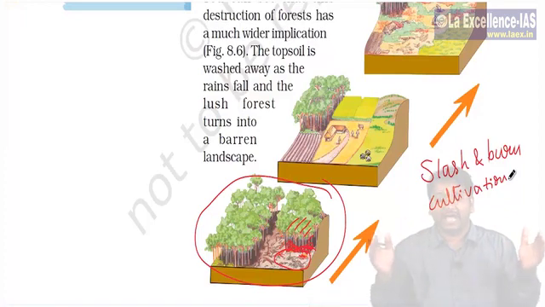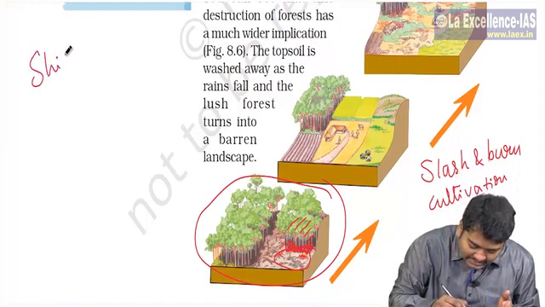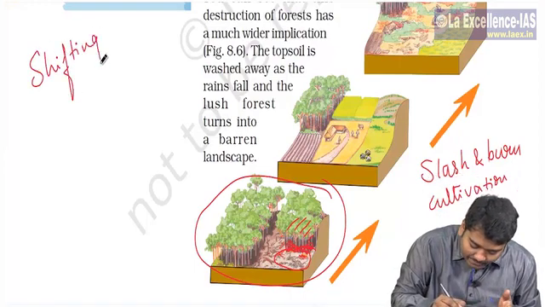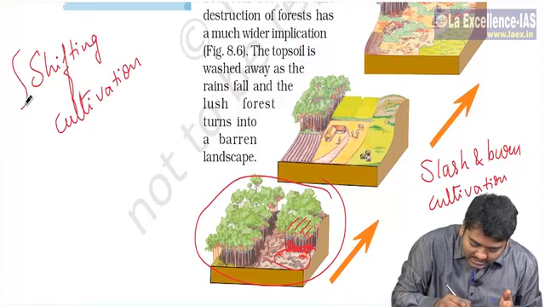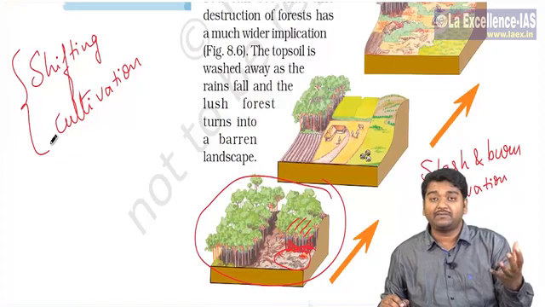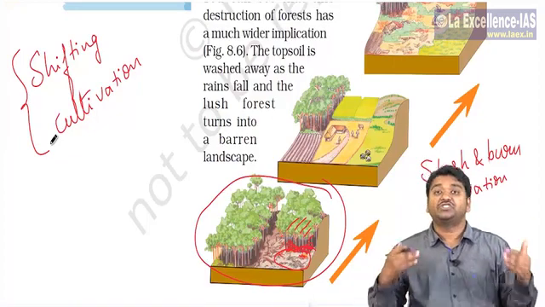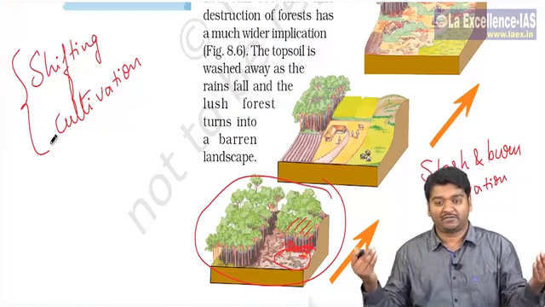This is called as slash and burn cultivation, because they are cutting and they are burning, and as they shift from one place to another place, once the fertility is lost, it is also called as shifting cultivation. Both these names are very, very important, and there are different names given to this shifting cultivation in different parts of the world, which we will be seeing over a period of time.